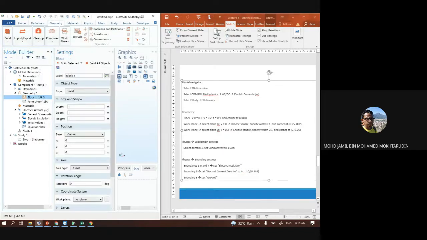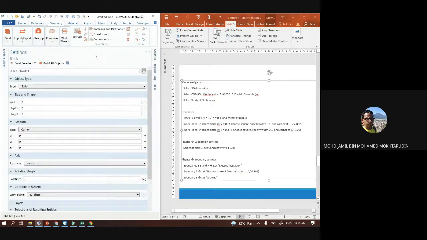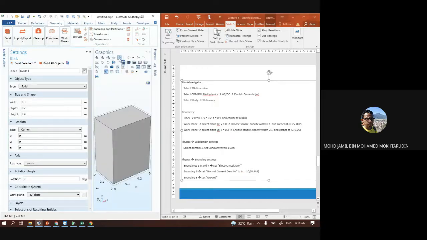And then in this block, you just need to specify the size and shape. In this case, the X size of the cuboid is 0.3, so the width, and then the Y and the H, the height. And then start at corner. So this is the corner at position 0. And after that, you can just build selected. So you get a cuboid here.